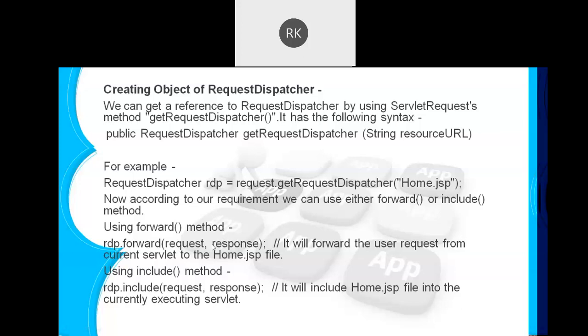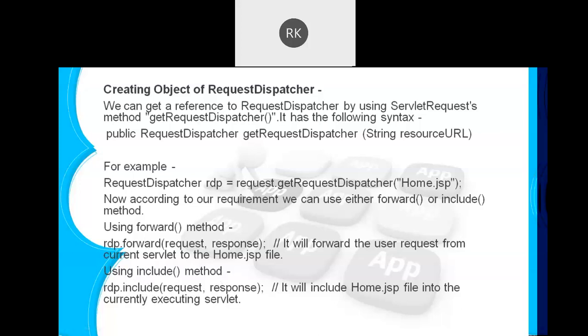Later on, with this rd, which is the object name, we can make use of the forward method or the include method. Let's suppose I define home.jsp, so we have defined a JSP page here. Let's suppose we have used rd.forward, and it will be expecting the request and the response here. So what will happen?